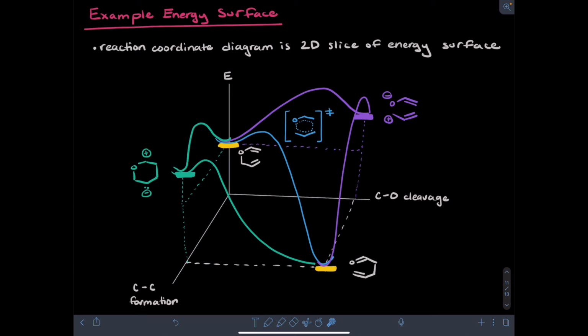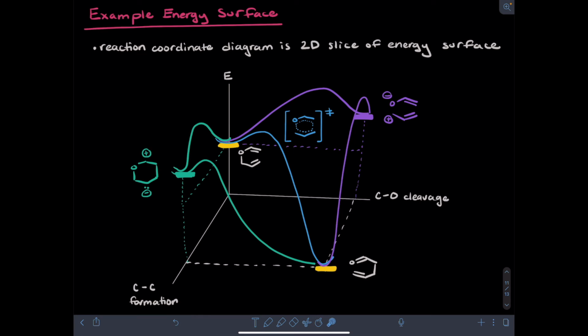So, what's going on here? The yellow line is my starting material, and this other yellow line is my product. I'm considering a horizontal axis of CO bond breaking, and another axis coming out at you depicting the carbon-carbon bond formation.